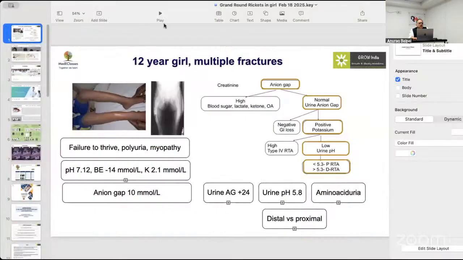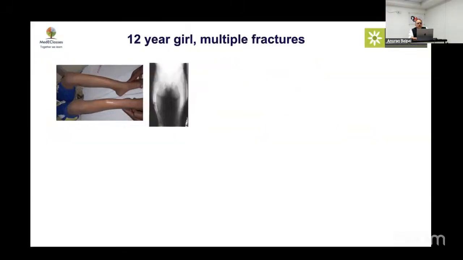So rickets is a very common scenario which can present to a pediatrician or a pediatric endocrinologist, and there can often be a lot of challenges. This is a case which will highlight how it can be confusing. Often we say the rickets approach is very simple: all you have to do is look at the phosphorus level, the blood gas level, the PTH level, and you will get the diagnosis.